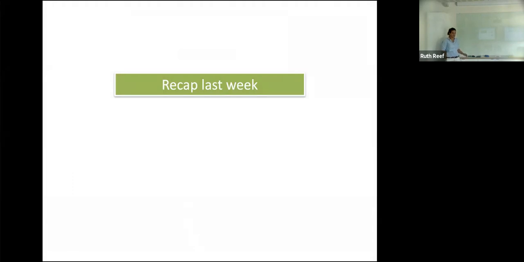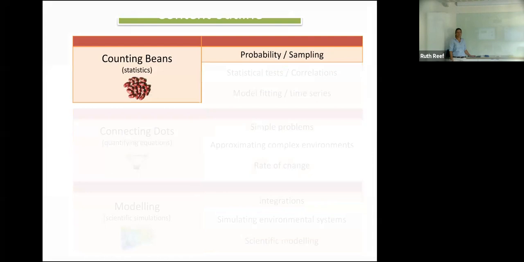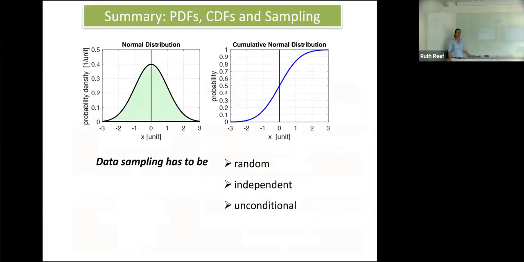So I'm not going to recap last week's lecture, because you can just go and watch it again. But we spoke about the distribution of data. We're still in the counting beans and statistics part of the unit, in the probability and sampling. So we spoke about probabilities, likelihoods of obtaining certain values and how we can establish that using PDFs and CDFs. And we looked at the normal distribution. We looked at it from a PDF perspective and from a CDF perspective, from a cumulative integrated perspective.